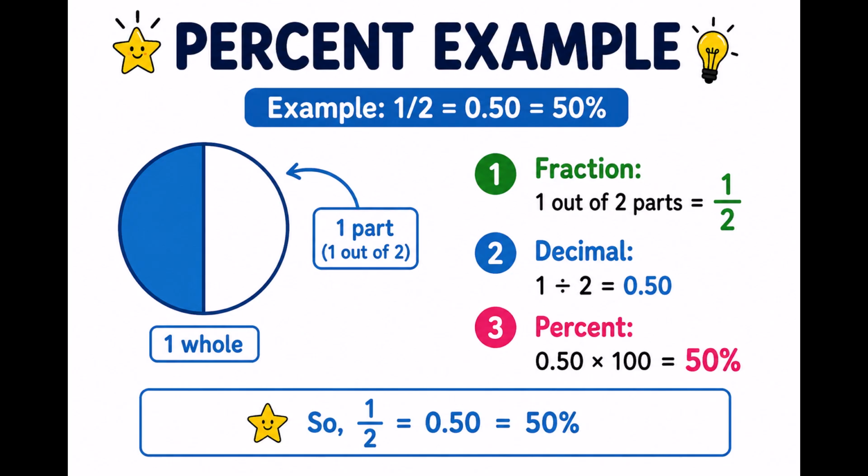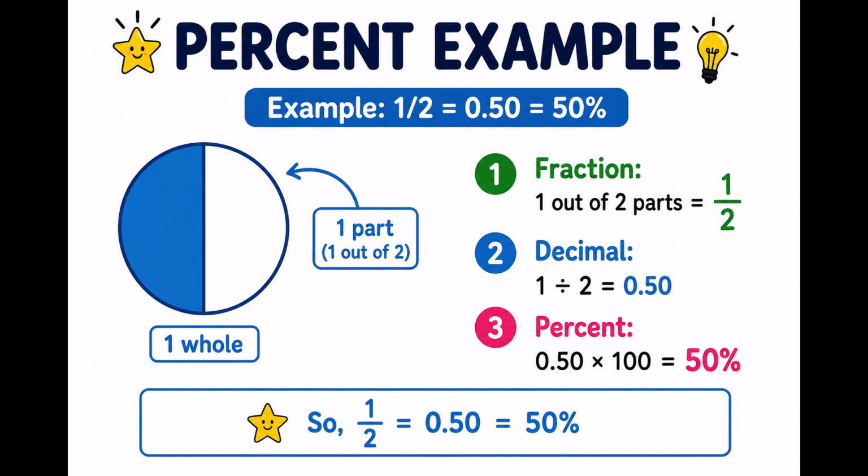Step 3, change the decimal to a percent. Multiply the decimal by 100. So 0.50 times 100 will give us 50%. So 0.50 equals 50% with the percent sign. Put it all together. These all mean the same amount.